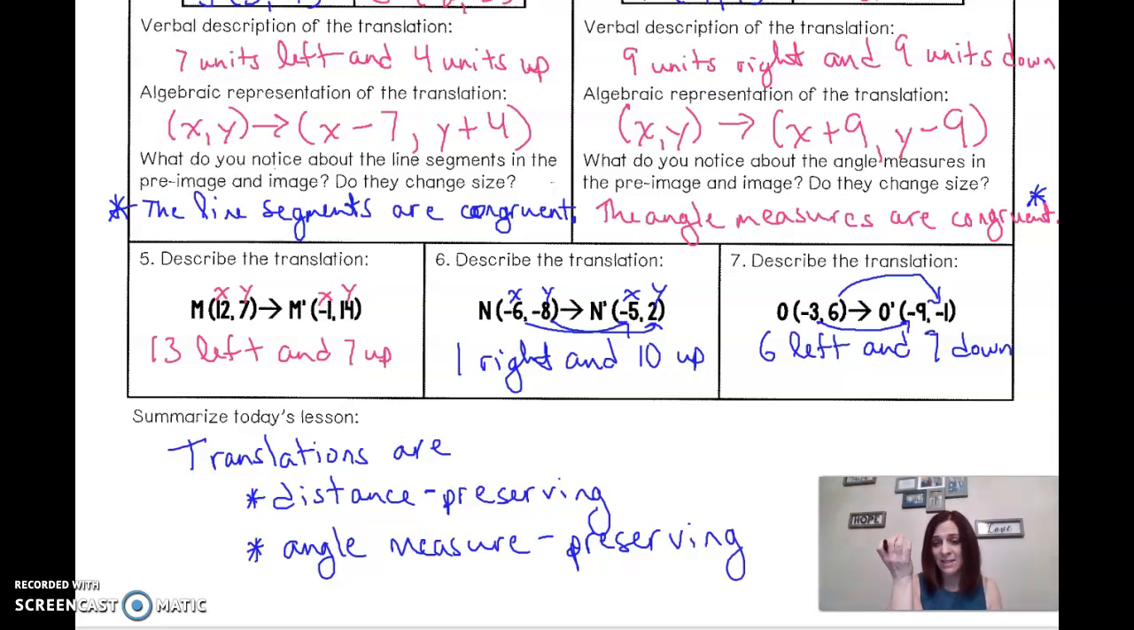Hey, the segment is 5 centimeters. You translate it. What's a new segment length? 5 centimeters. Why? Because translations preserve distances and angle measures.